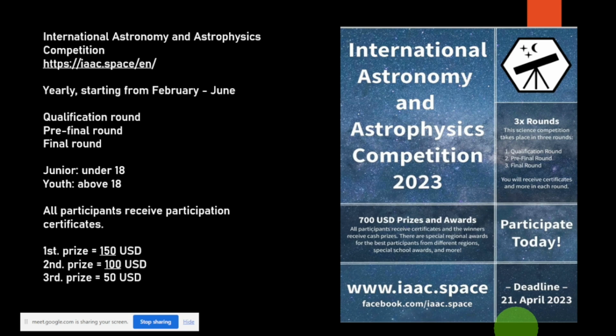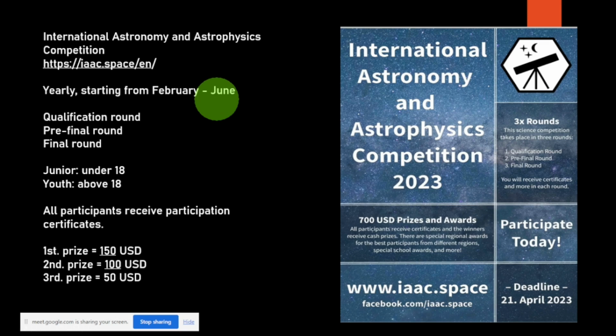So these are our other projects under our 1.0 project. We have the international astronomy and astrophysics competition. This is mostly for students in the universities or in secondary school, with passion in astronomy. It's a competition. It happens from February to June of every year.